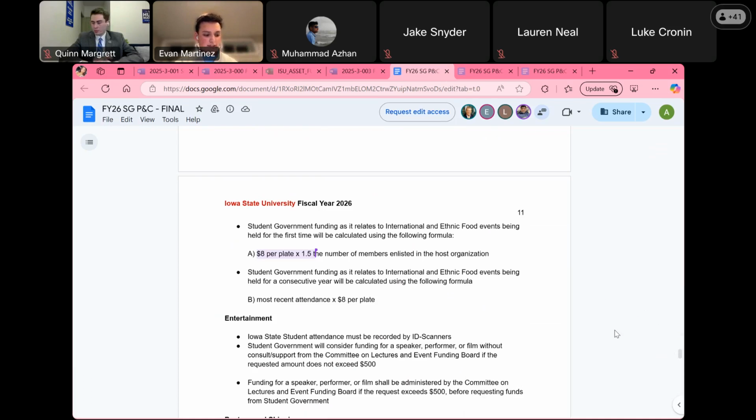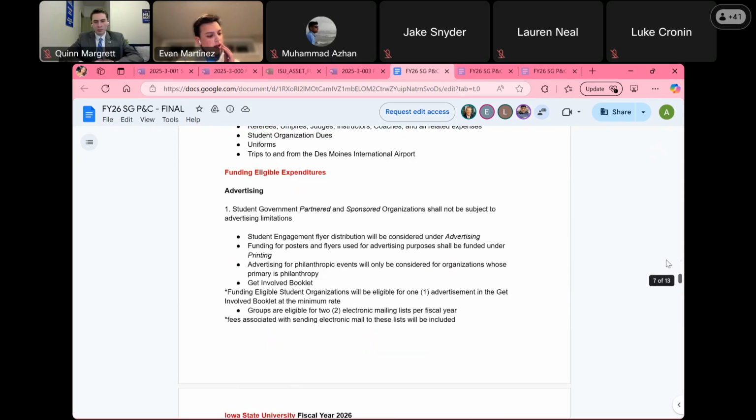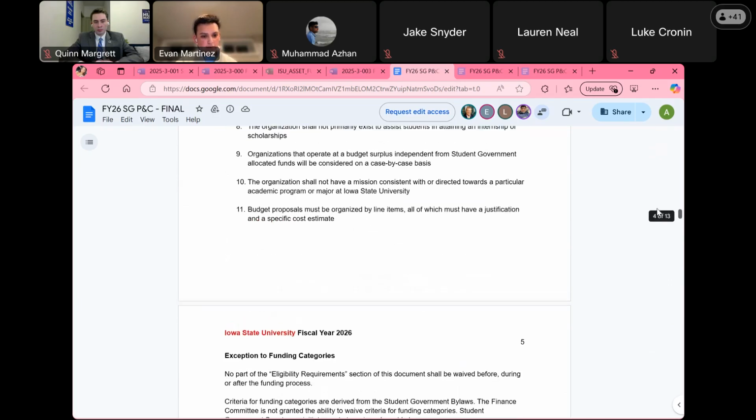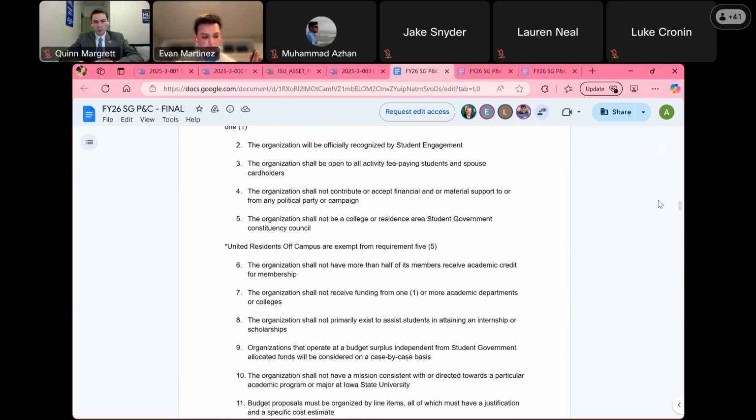So as for the eligibility requirement 7, Senator Momney, that's on page 4. I guess the request here is to allow groups who receive funding from one or more academic colleges to be eligible for stugov funding on a case-by-case basis. And Senator Azan brought up a scenario where that might be fitting. And I do want to add, there are 2 things that student government, or the finance committee, took into consideration when thinking about whether or not to make that change. And one is the case-by-case basis part.